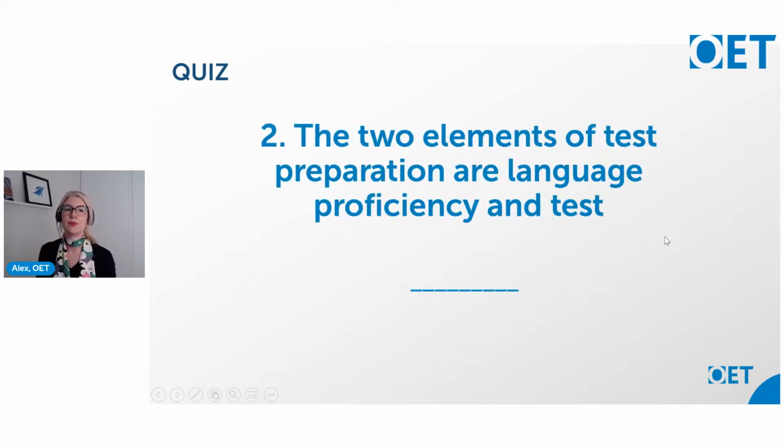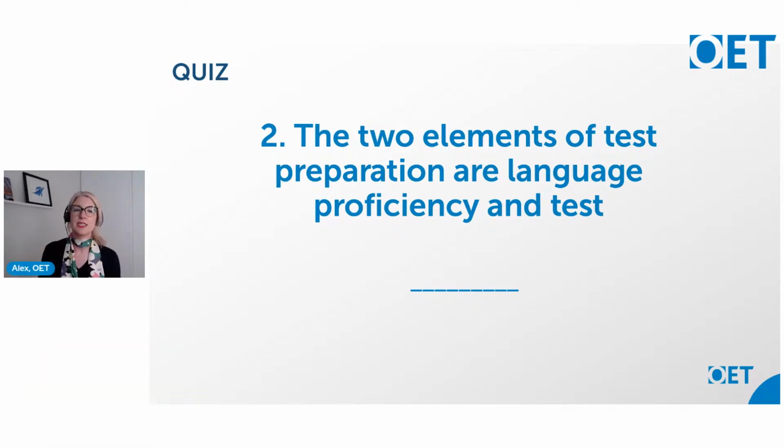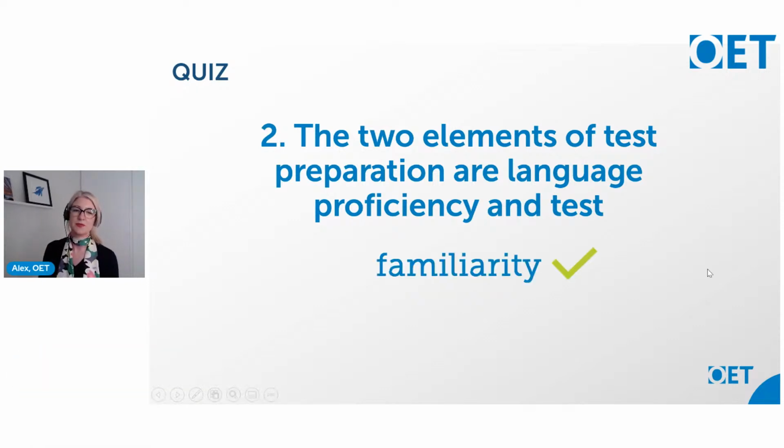Question 2. The 2 elements of test preparation are language proficiency and test something. Remember, I had those 2 columns, language proficiency, grammar, vocab, pronunciation. What was the other one? Shivam, you got it. Test familiarity. Good. So getting to know the test, the task, the timing.